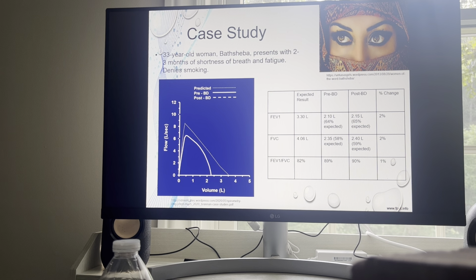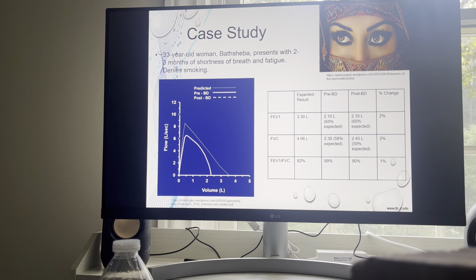We'll just do a few more. A 33-year-old woman with 2 to 3 months of shortness of breath and fatigue. She denies smoking. Let's look at her flow loop. We only have the expiratory portion. She has decreased volume and it's tall and peaked. So what does decreased volume, tall and peaked with an absence of concavity tell you? That is probably restricted, but let's look at her chart.